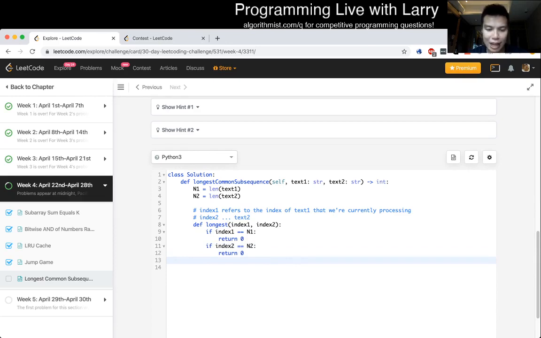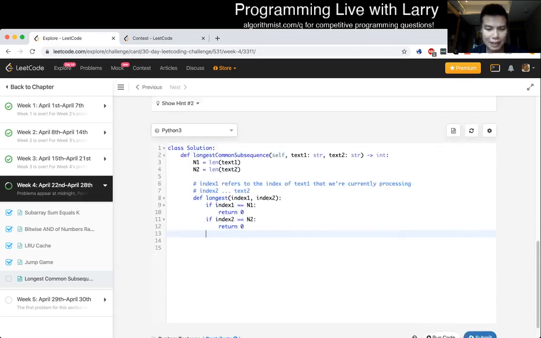So yeah, those are your base cases, and I think that's it. Now for your transitions, what are your transitions? Well, your index 1 and index 2 of the two strings. Let's say best is the current longest string. Let's set that to 0 because you can't get negative. That's just your default case. Now let's break down the cases.